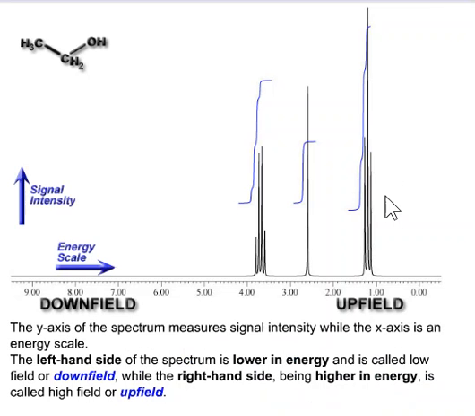So when you look overall at your spectrum, the right-hand side is going to be referred to as upfield, the left-hand side is referred to as downfield, and sometimes it's also referred to as shielded and deshielded.